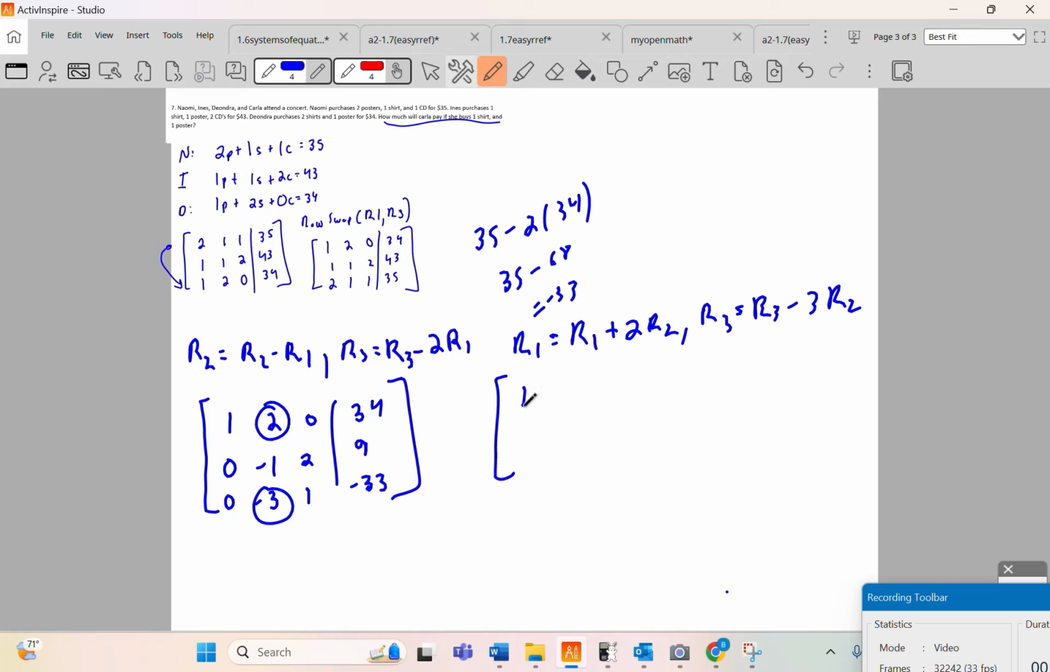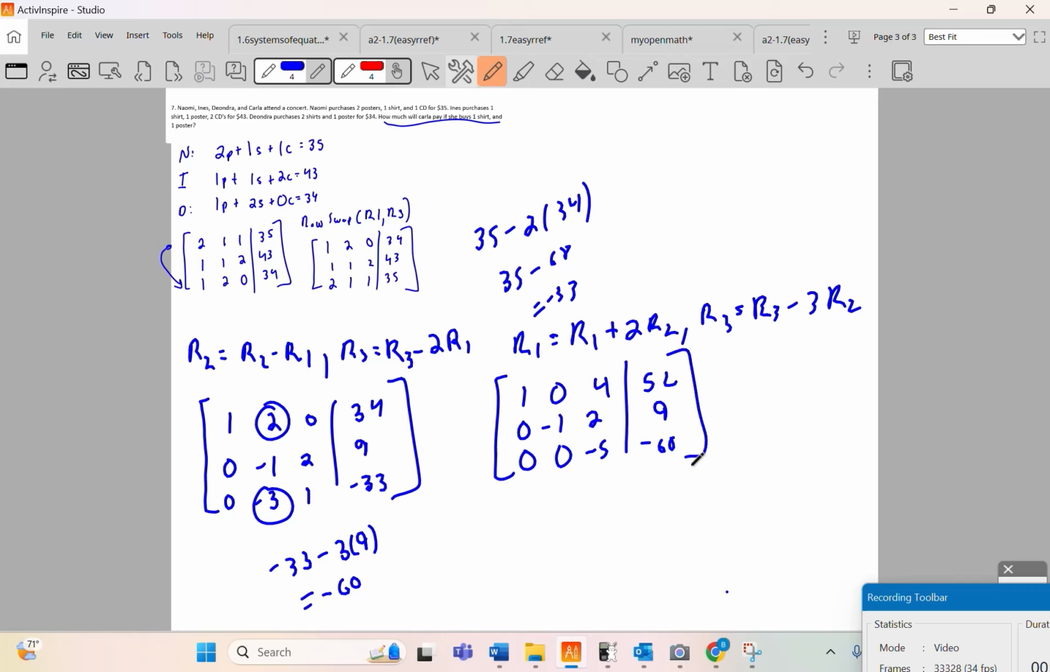1 plus 2 zeros is still 1. 2 plus 2 negative 1s is 0. 0 plus 2 2s is 4. 34 plus 2 9s, that's going to be 34 and 18, which is 52, I think. Yes, 52. 0, negative 1, 2, 9. 0. Negative 3, take away 3 negative 1s is 0. 1 take away 3 2s is negative 5. Negative 33, take away 3 9s, should be negative 60.